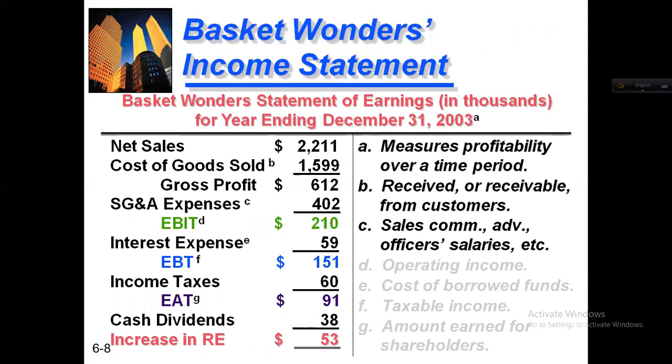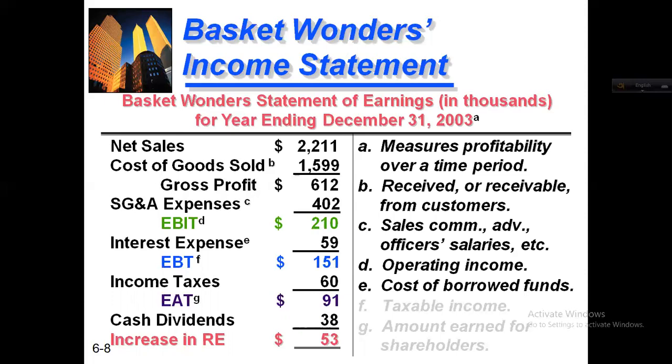Now we are going to show the income statement. You can see that the owner's statement of earnings. Here is net sales, deducting the cost of goods sold, then we can get gross profit. From gross profit, we deduct selling and administrative expense, then we can get EBIT, earnings before interest and tax. And from EBIT, if we deduct interest expense, then we can get EBT, earnings before tax. And from EBT, if we deduct income tax, then we get earnings after tax, EAT, or net income.